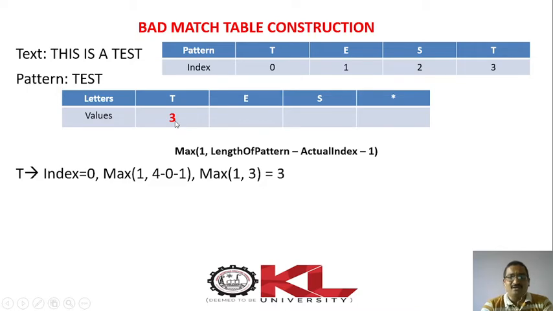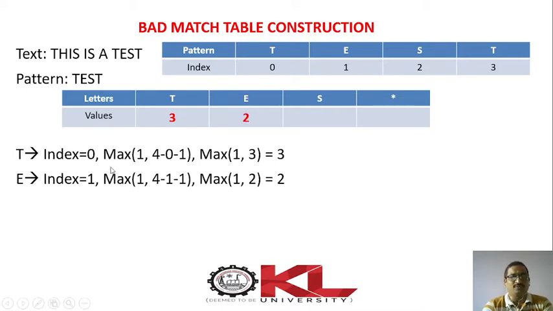Similarly, we need to find the next one. Can you guess what will be the next one? The E. Exactly what you are saying, that is a 2. So the index is equal to 1. The same max of 1 comma the pattern length minus the index of E minus 1, so 4 minus 1 minus 1 is 2. Max of 1 comma 2, among these 2, which one is the max? 2 is the max. The answer is 2.